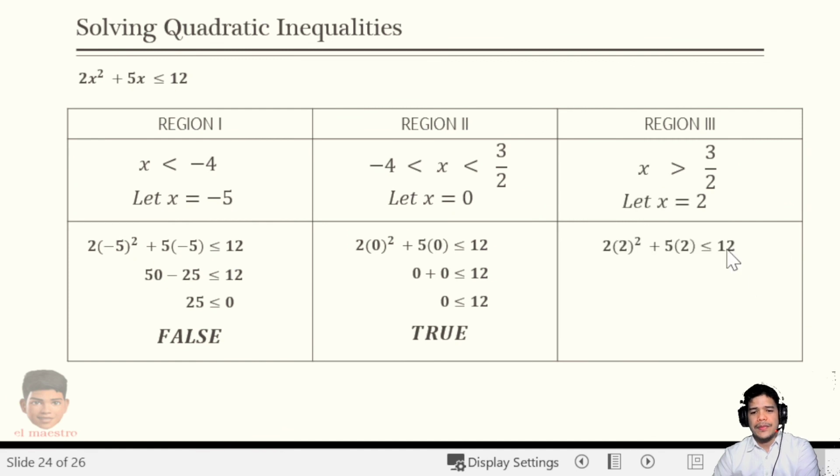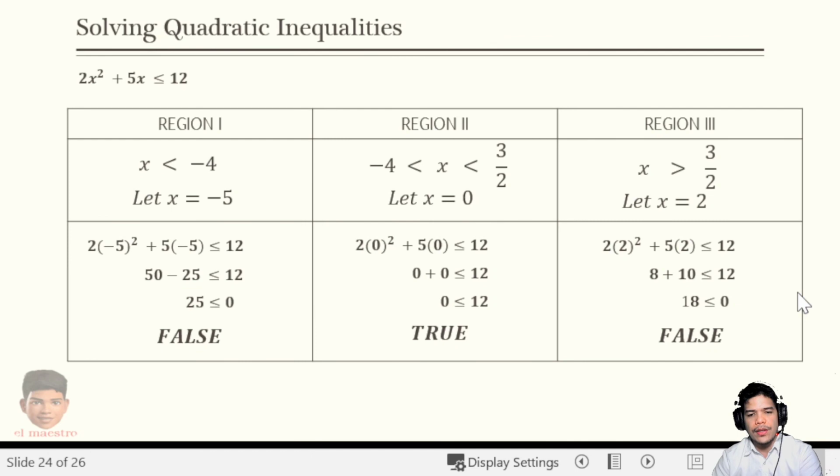Here, substitute, gamitin natin si 2. So, 1.5 kasi yung 3 over 2. So, next number is 2. You can have it 3, 4, 5. Pwede naman. So, in this case, ginamit ko is 2. So, you have x plus 10. So, we have 18 is less than, oh no, this is less than 12. Okay? So, sorry for this. So, 18 is less than or equal to 12. Is this statement true or false? So, this is false. Kasi 12 yan. Okay, sorry, 12. So, meron na tayong false, true, false.